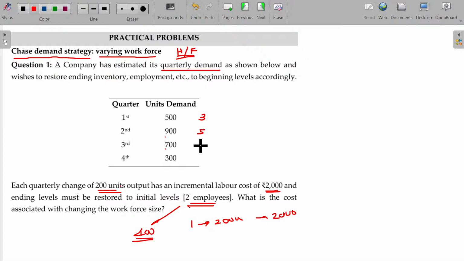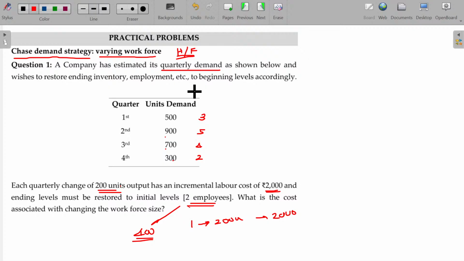In case of 700, how many employees do I need? 4 employees. In case of 300, I need to have only 2 employees, more than enough for every employee. Sir, don't ask me how you get this. So how can you decide that, sir? I just assume myself. 200 units of output can be produced for an incremental laborer, one incremental laborer. That's how I assume.